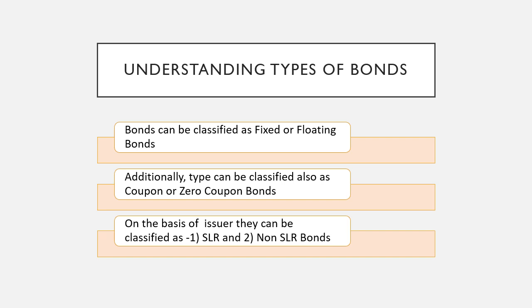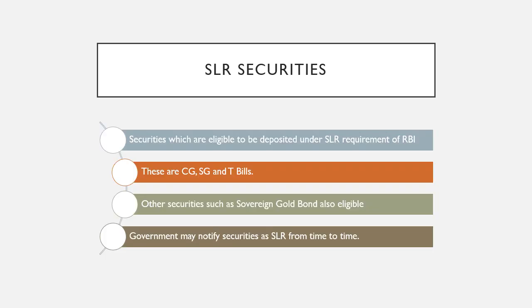We are talking about the bonds which have been classified as SLR and non-SLR, and this classification typically happens on the basis of the issuers. So let us now understand what exactly is the meaning of SLR bonds. SLR securities are the securities which are issued typically by the central government and the state government. Apart from this, there are other securities also which are eligible to be classified as SLR security if the government deems them to be fit to be classified as SLR security.